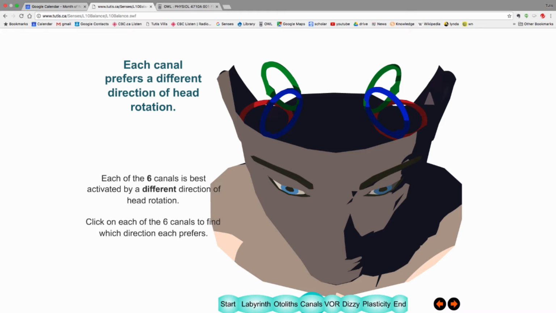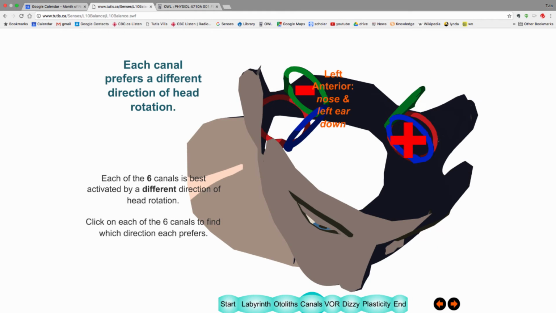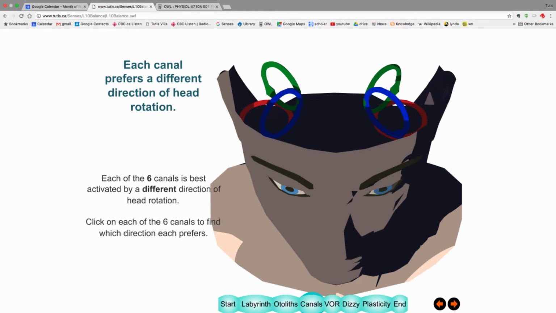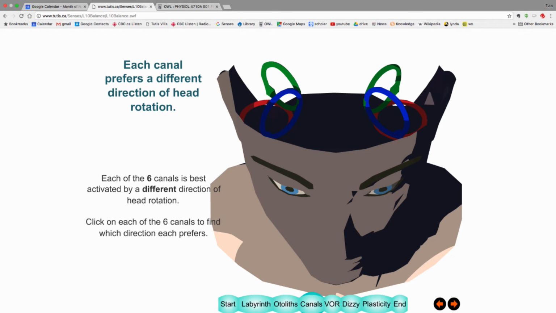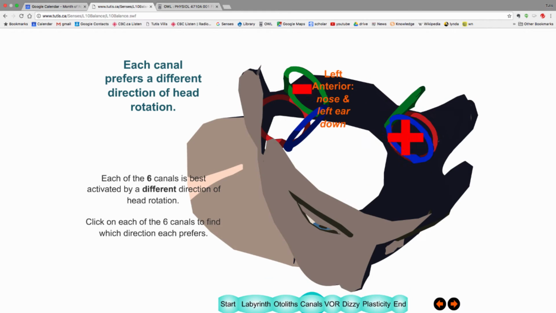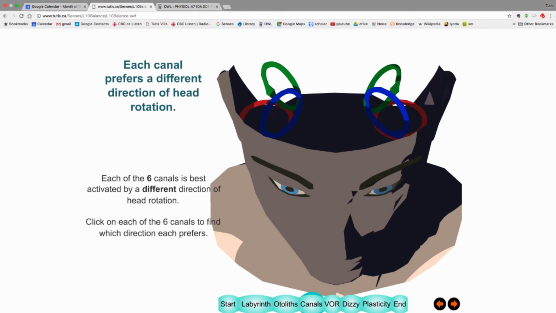Now, the other two canals do something different. So if I turn my head in the plane of this canal, I'll turn my head sort of in this plane. So you can see it's not nose down, it's not towards the right ear, it's somewhere in between the two. So a combination of turning towards the nose and towards the left ear, I should say. Imagine it's a bit towards your left eye. Now that causes this canal to increase its firing rate.